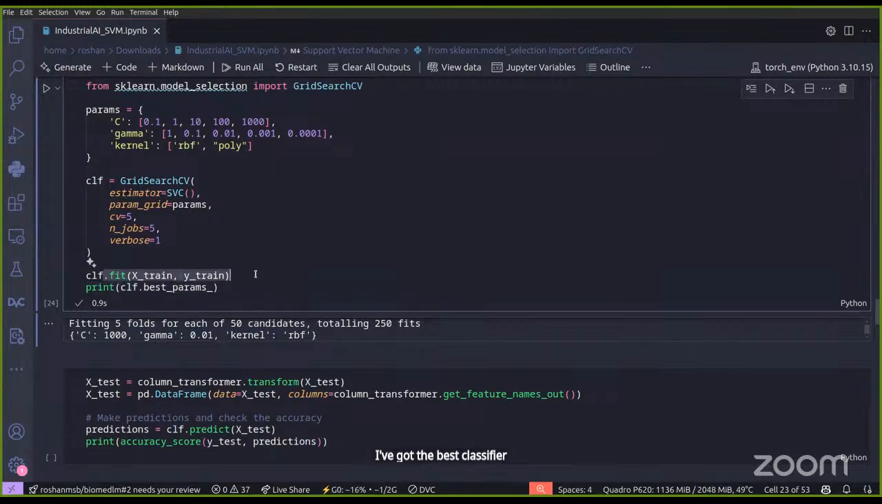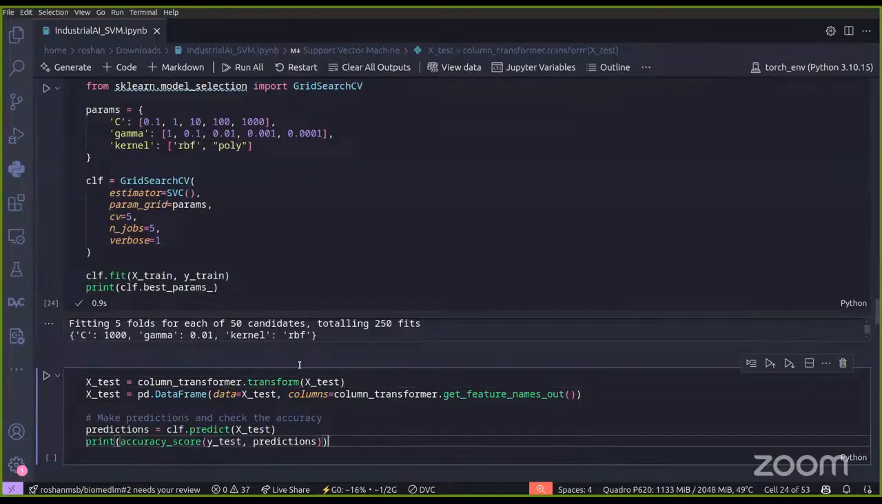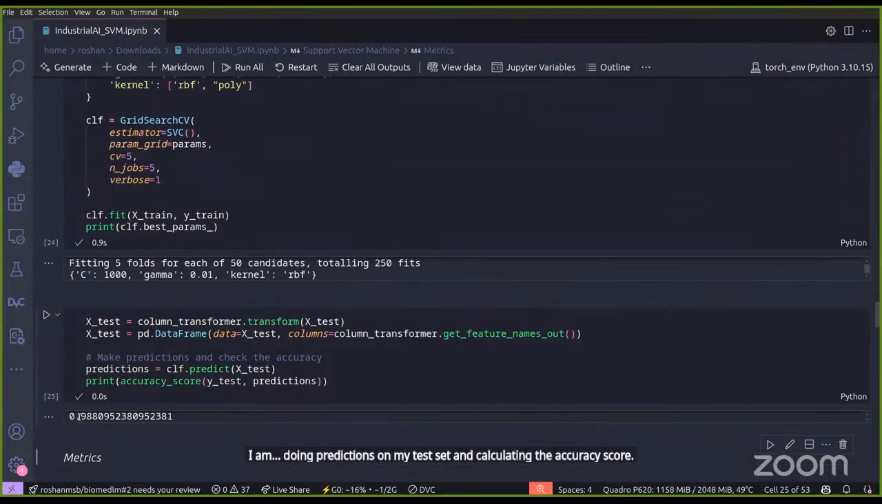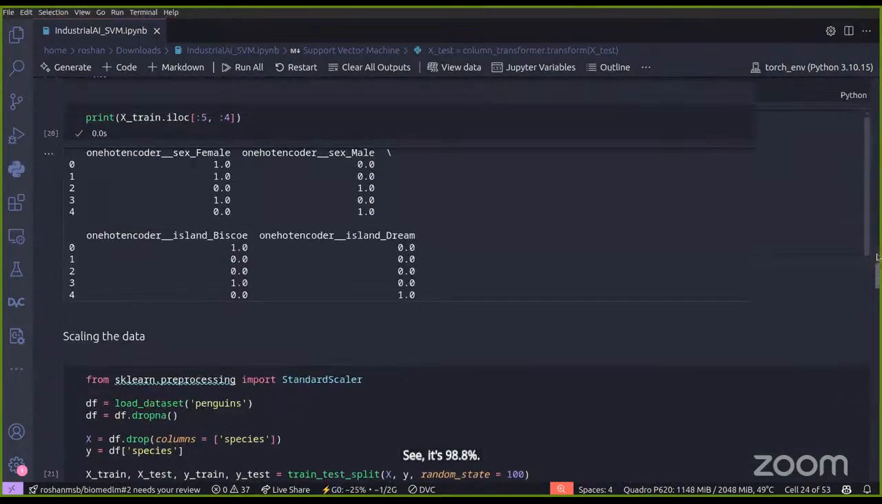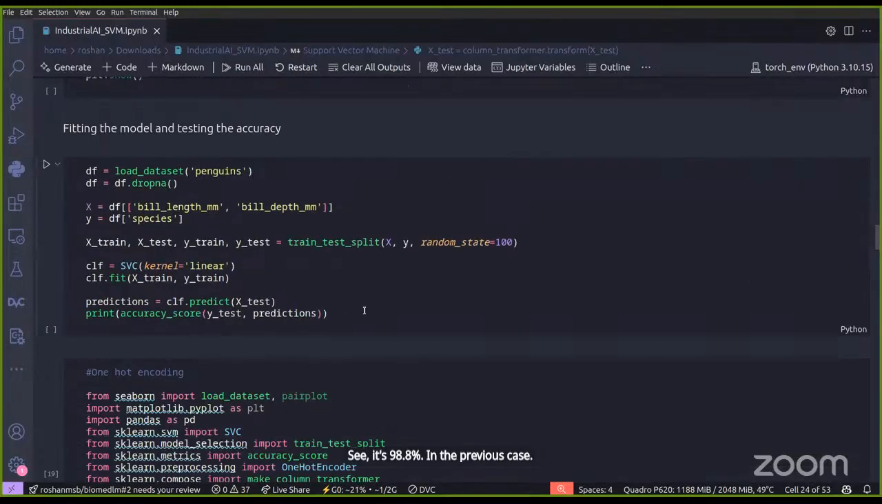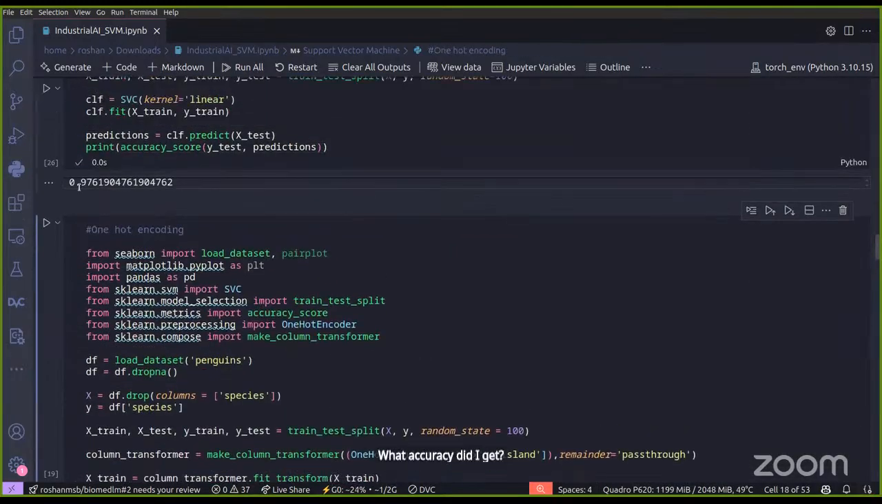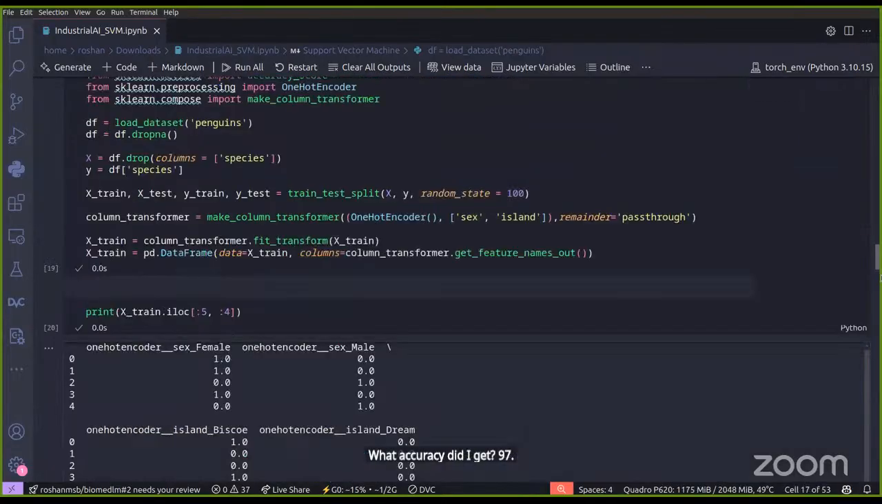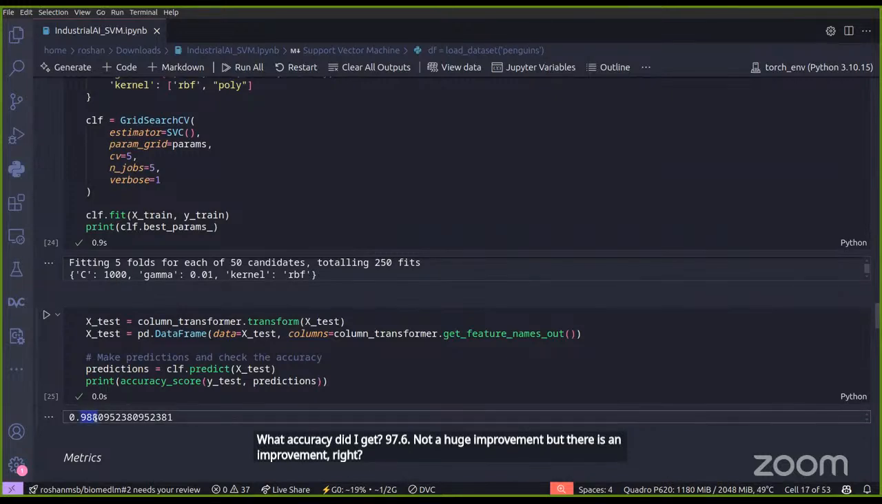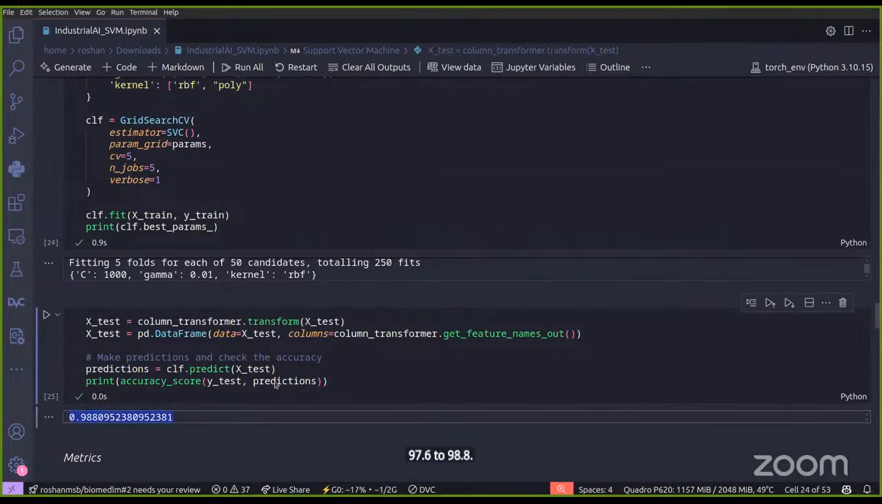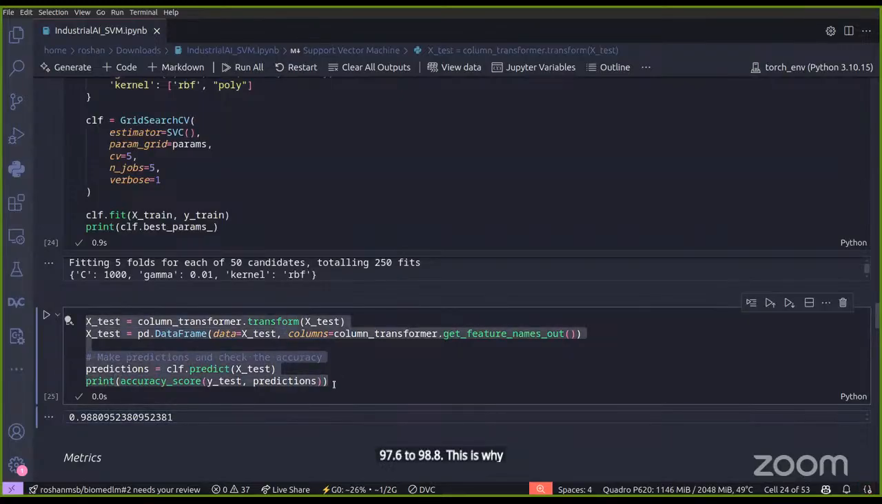And what I'll do is I've got the best classifier here. I've fitted it using my training set. I'm doing predictions on my test set and calculating the accuracy score. See, it's 98.8%. In the previous case, what accuracy did I get? 97.6. Not a huge improvement, but there is an improvement, right? 97.6 to 98.8. This is why you have to do hyperparameter tuning.